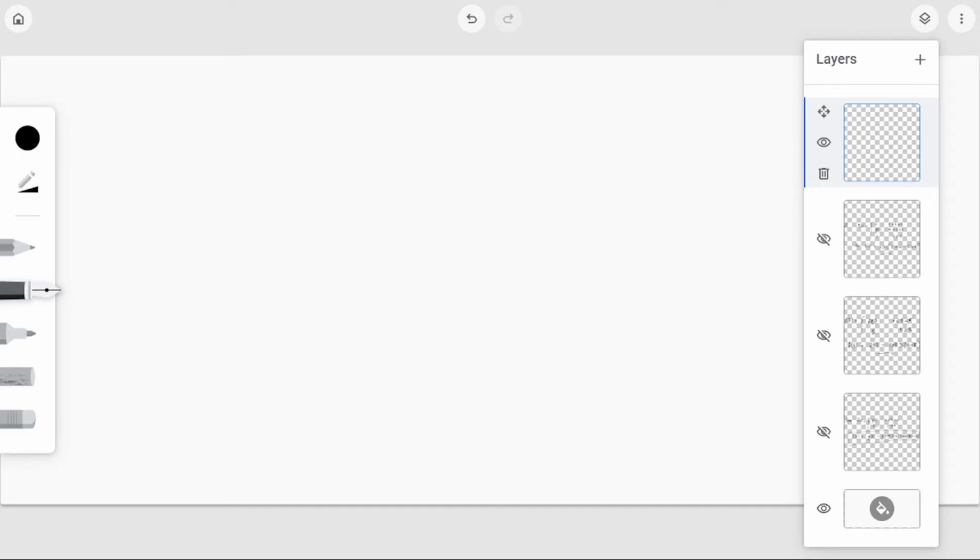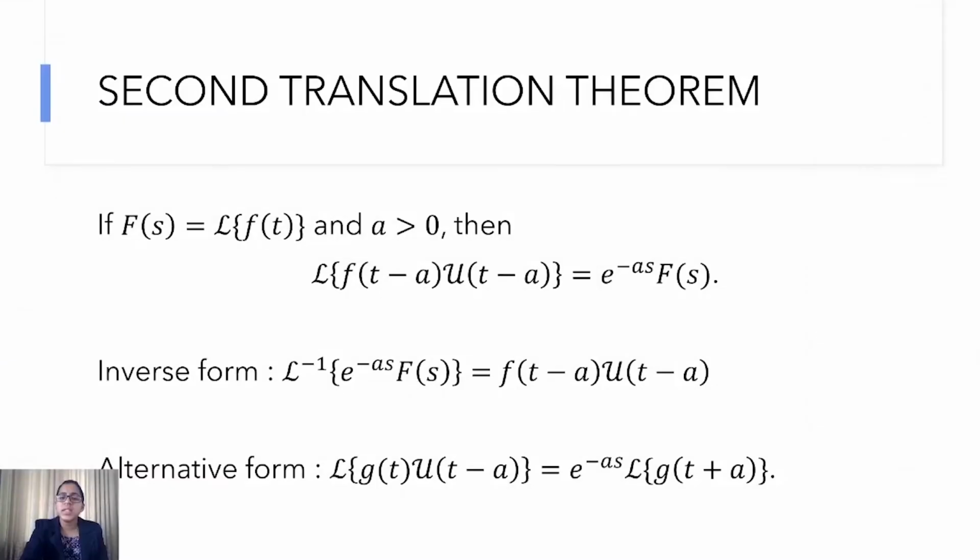So as I've mentioned, this unit step function, what does it do? It has the property of shifting the particular graph. So similarly, with the help of the unit step function, we shall form the second translation theorem, that is if F(s) is equal to the Laplace transform of f(t), that is, given a function f and capital F is the Laplace transform of that function, then the Laplace transform of f(t minus a) times the unit step function u(t minus a) is equal to e raised to minus as times F(s).